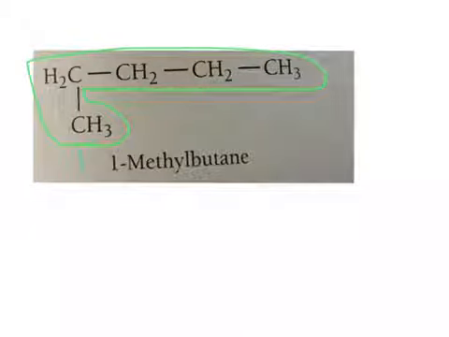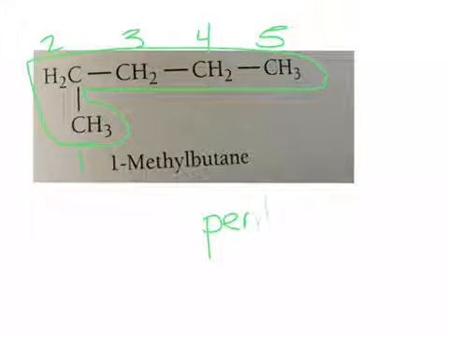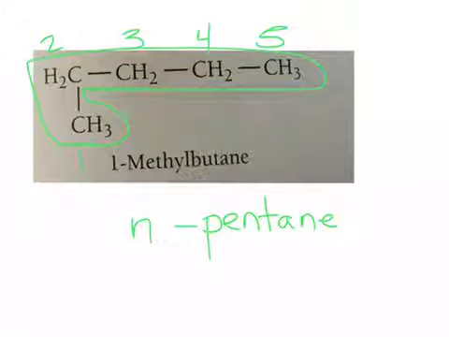And so we have 1, 2, 3, 4. That's a 5 carbon chain. So that means it's a pentane. And because there are no groups coming off of it, we just say n-pentane. So again, just remember that you can bend the chains. You just want to create the longest chain, and if that includes bending, that includes bending.